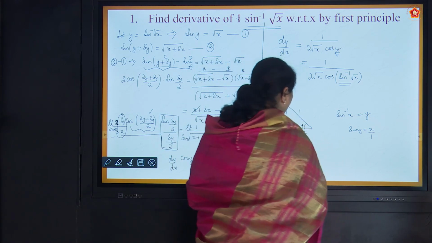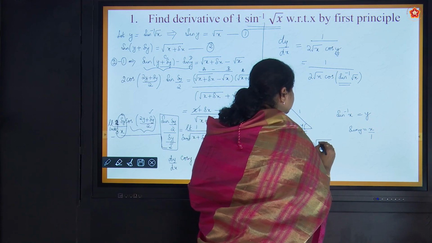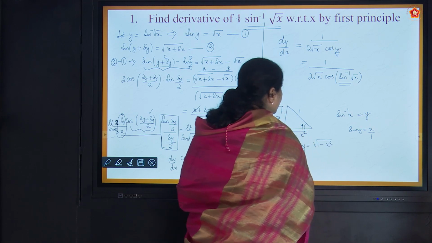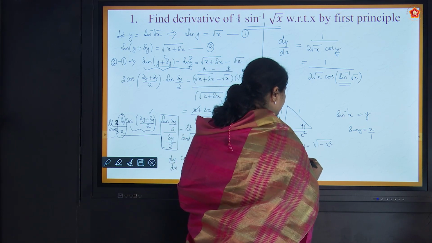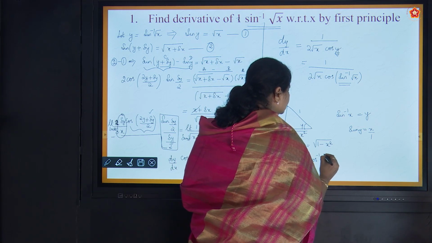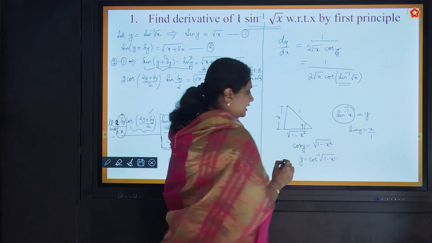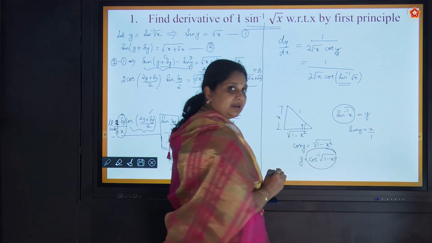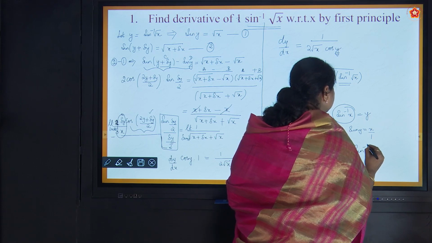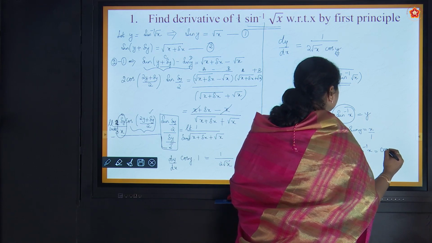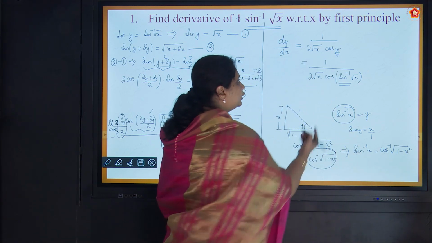So now what is my cos y? My cos y is going to be equal to adjacent by hypotenuse, that is root of 1 minus x square. So from here I can see that my y is equal to cos inverse of root of 1 minus x square. I have assumed y to be sine inverse of x, and I've got that y is equal to cos inverse of root of 1 minus x squared. So obviously, I can see that sine inverse of x is equal to cos inverse of root of 1 minus x squared. Am I right? I'm going to apply that here.